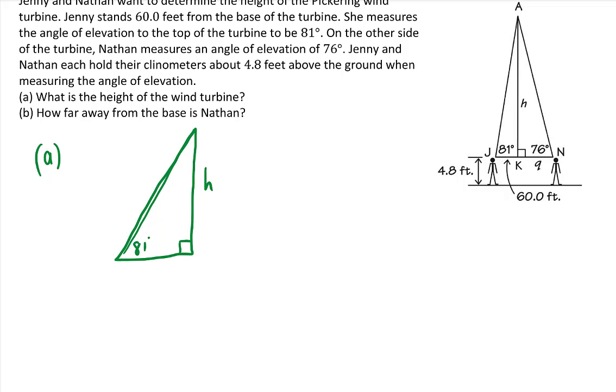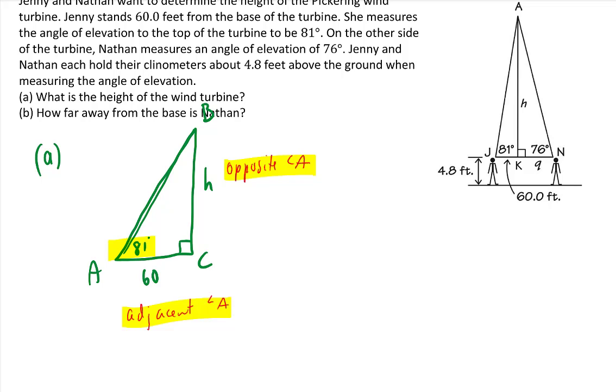Jenny measures the angle of elevation to be 81. She's standing 60 feet away. So her angle of focus is 81 degrees. She wants to find the side opposite the 81 degrees. So let's label this triangle. Let's call it A, B, and C. So this is opposite angle A. And she knows 60, which is adjacent to angle A. Adjacent angle A.